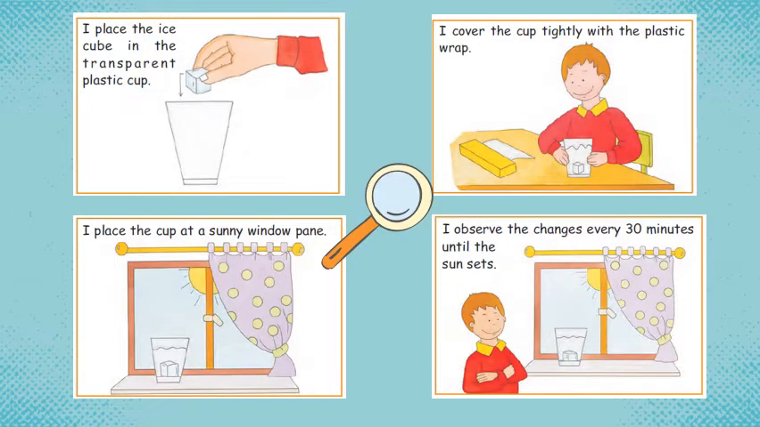This is an experiment. You can also try it at home. Let's read and see. We have a cup. I place the ice cube in the transparent plastic cup. Then I cover the cup tightly with the plastic wrap. I place the cup at a sunny window. I observe the changes every 30 minutes until the sun sets.